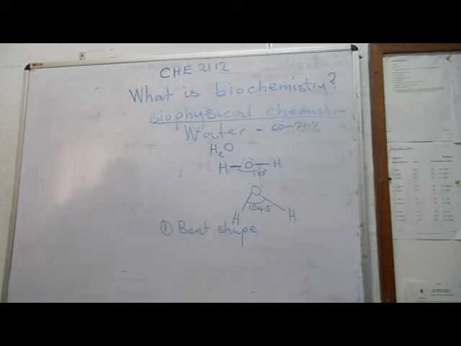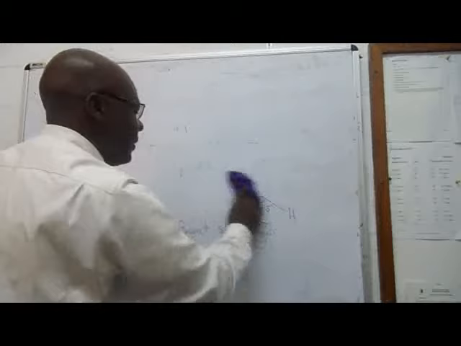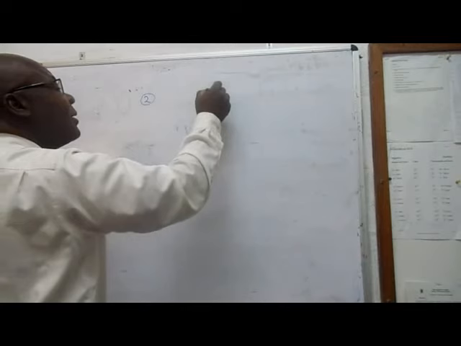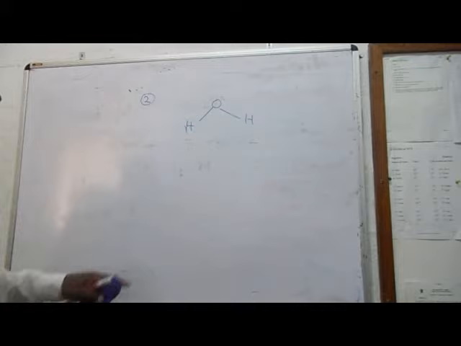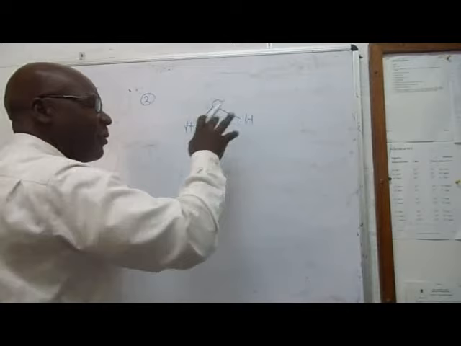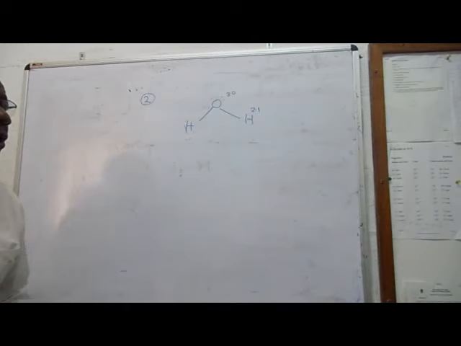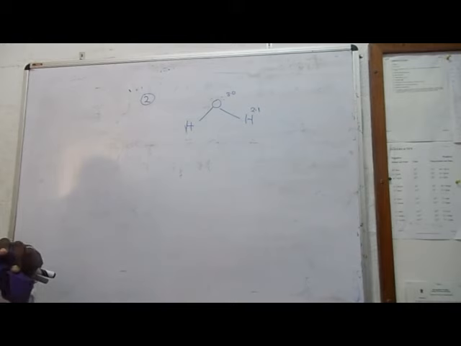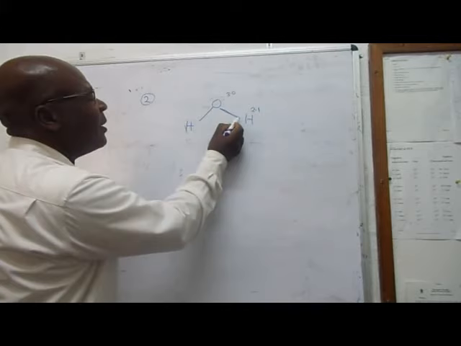The second property. I'll mention the second property first. If you look at water written this way, oxygen has an electronegativity, not only oxygen of water, oxygen in general, of 3.0, whereas that of hydrogen is 2.1. So there is an electronegativity difference of 0.9, which is a very significant difference. Because of this difference, the bonding electrons are pulled towards the element that has high electronegativity.